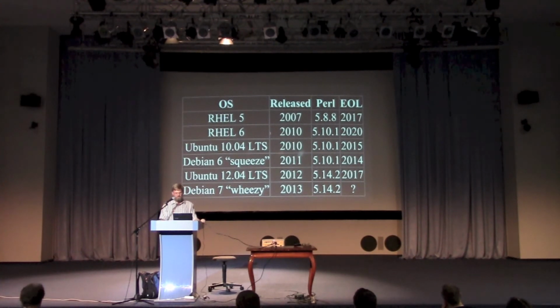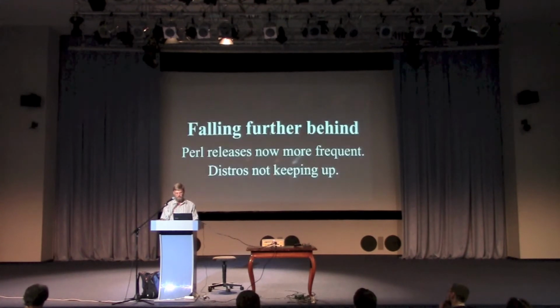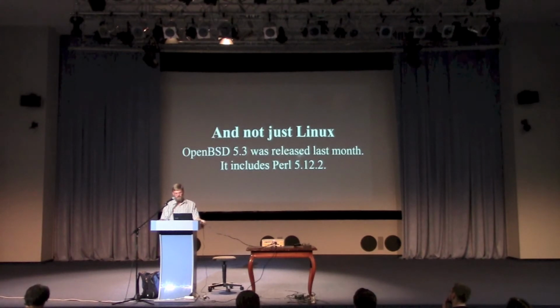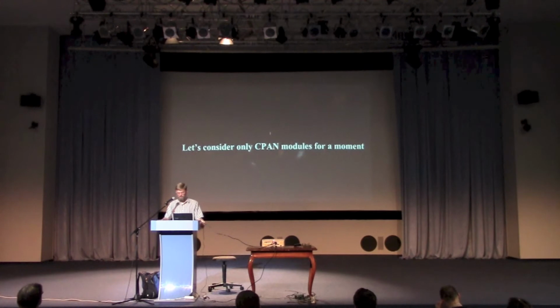That's a long time. So despite my apologies for the enterprise distribution's long-term support, this is still a problem for us, and it's getting worse. Five years ago, the distributions were pretty current with the recent version of Perl, but since the annual release rhythm has come, the distributions aren't keeping up. And it's not just Linux. OpenBSD 5.3, released last month, includes Perl 5.12.2 for mysterious reasons. It's not even the most recent version of 5.12.